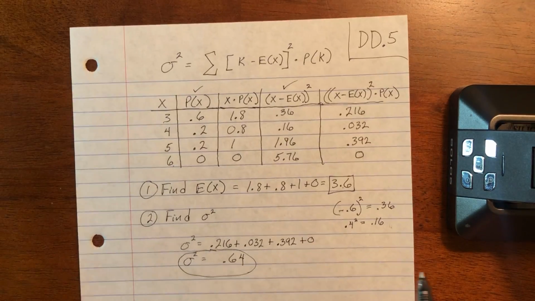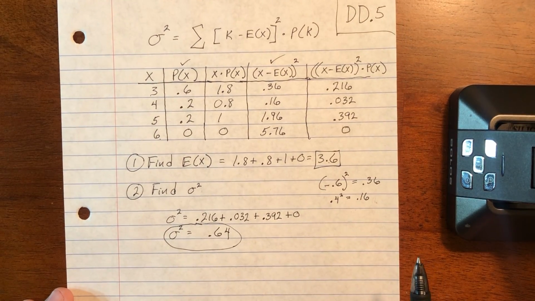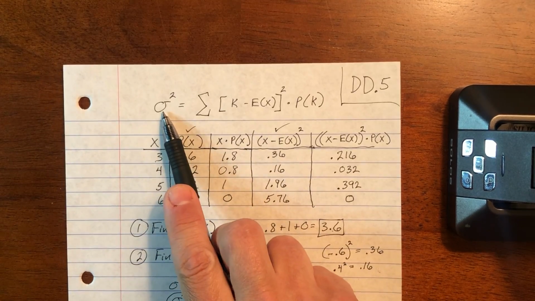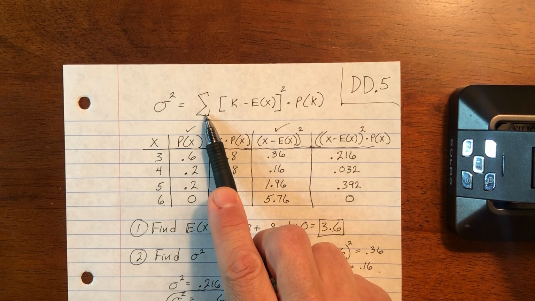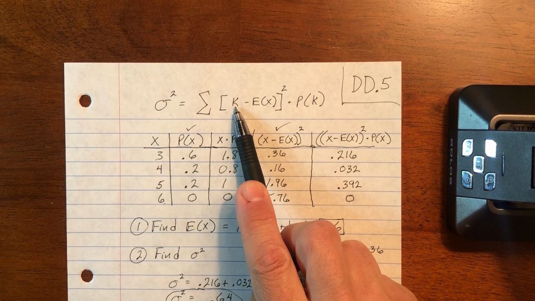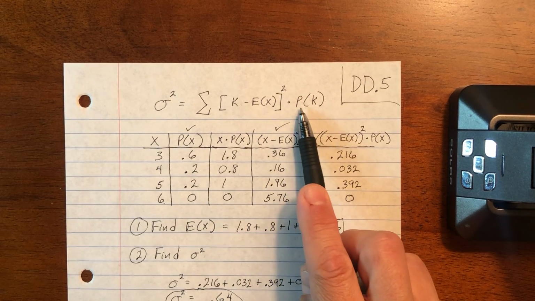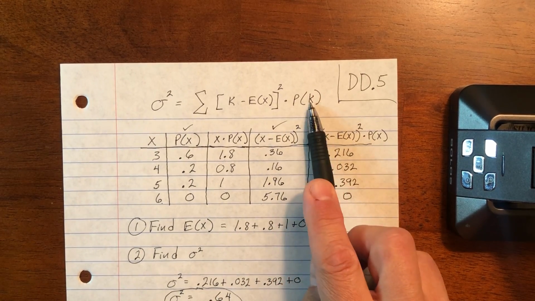If you didn't watch yesterday's video, you're going to need to go back and look at that. But this is the example we did yesterday. This was the formula that we used for the variance. You add up the difference between each value and its expected value, you square that, and then you multiply by the probability of each value.